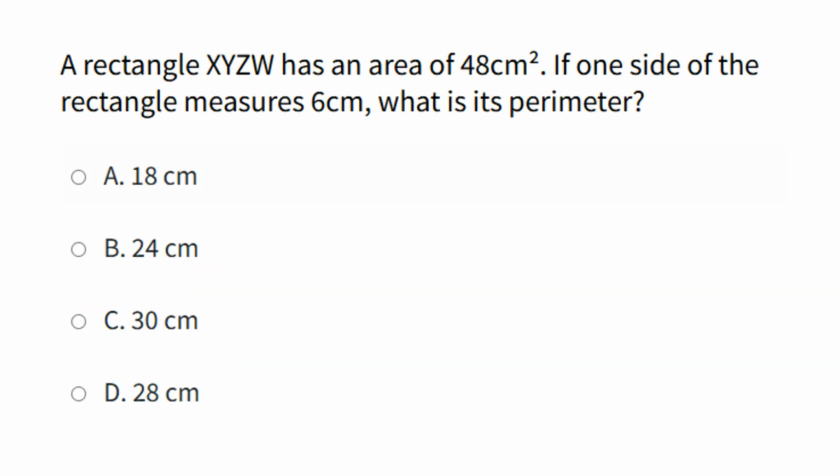Second to the last question. A rectangle XYZW has an area of 48 centimeters squared. If one side of the rectangle measures 6 centimeters, what is its perimeter? A. 18 centimeters. B. 24 centimeters. C. 30 centimeters. D. 28 centimeters.